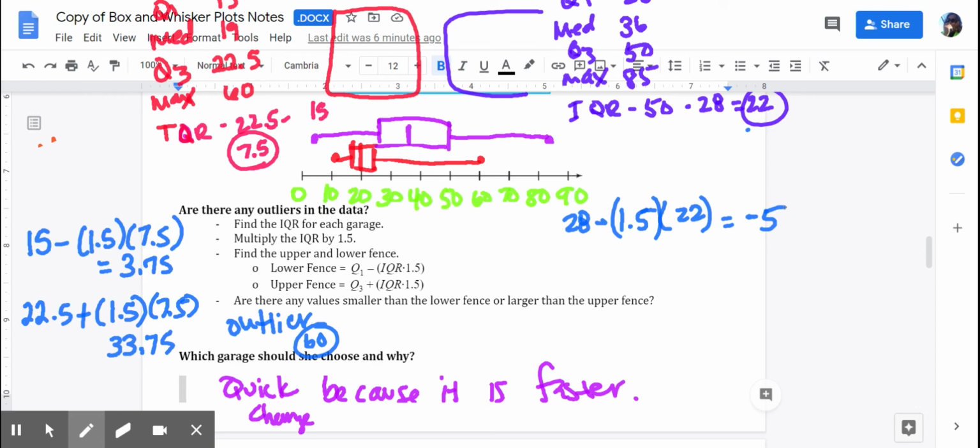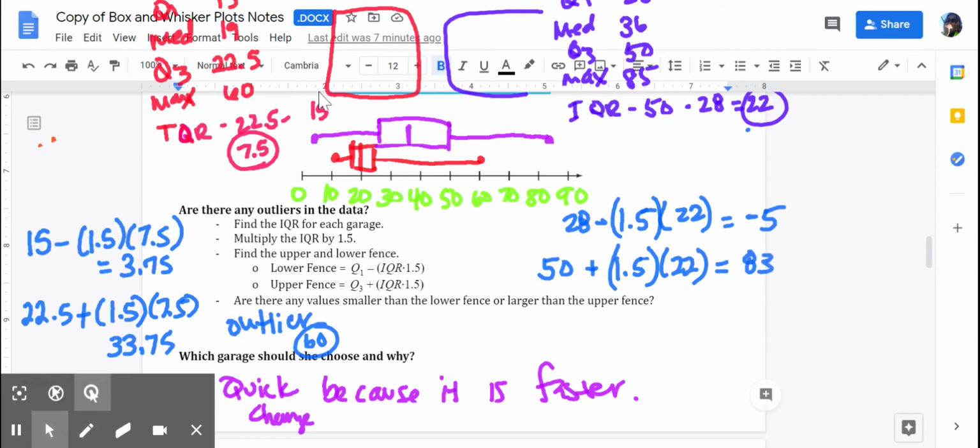Then I need to test my upper outlier. So my Q3 is 50. So I do 50 plus 1.5 times 22. And again, we'll put that into the calculator. So 50 plus 1.5 times 22. And that's going to give me a value of 83.